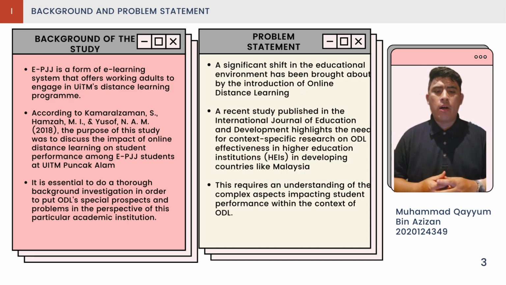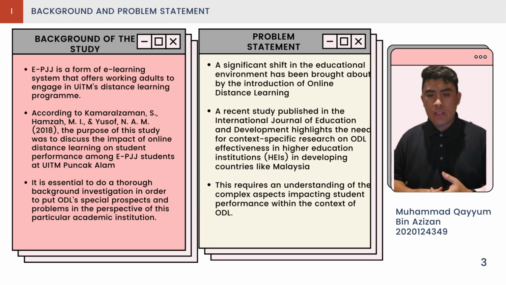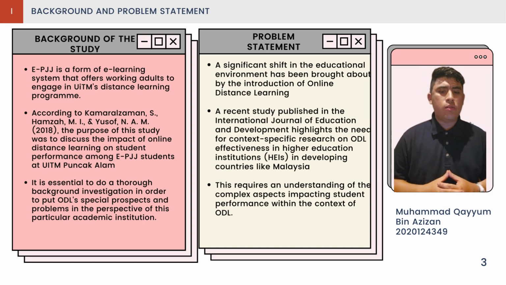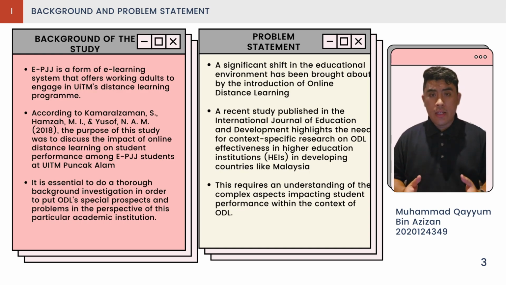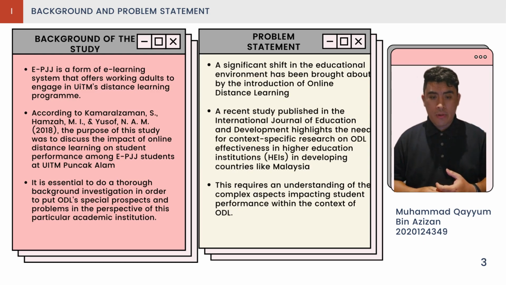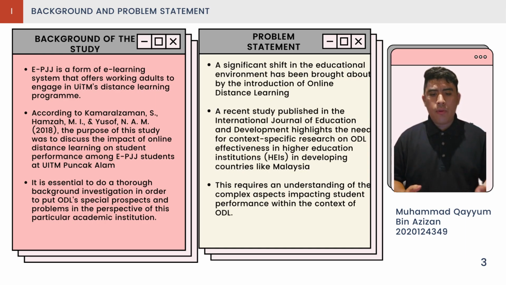There is a rising worry about how the EPJJ program will affect student performance. A recent study published by the International Journal of Education Development highlights the need for context-specific research on ODL effectiveness in higher education institutions in developing countries like Malaysia. The study emphasized the importance of considering factors like students' socio-economic background, access to technology, and cultural preferences when designing and implementing ODL programs. In order to improve the entire education environment in UiTM Puncak Alam, this problem statement attempts to explore the implementation of ODL, highlighting the difficulties experienced by EPJJ students and looking for opportunities for development.